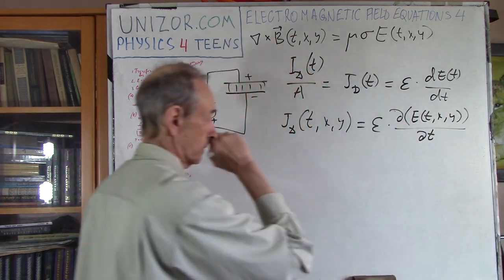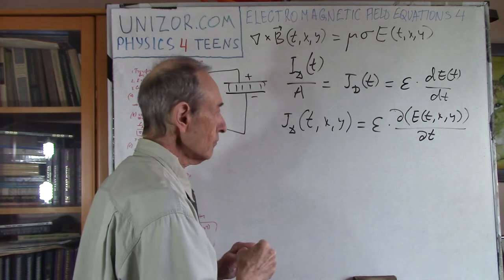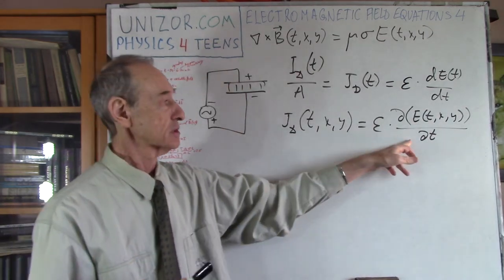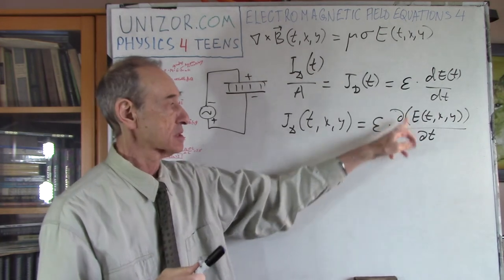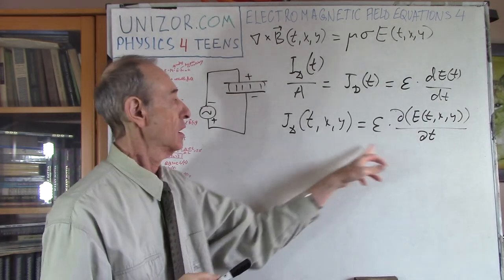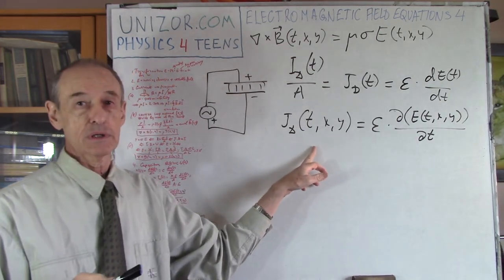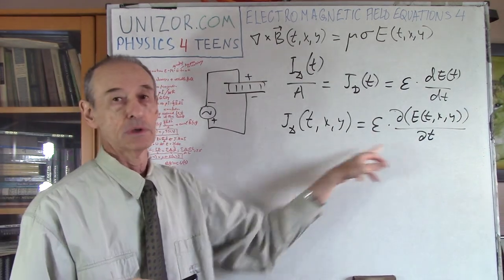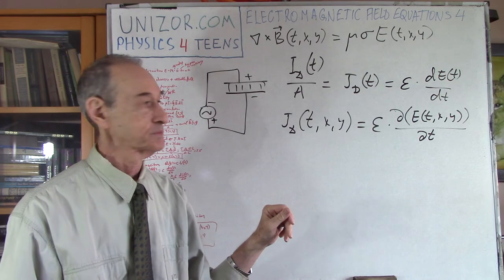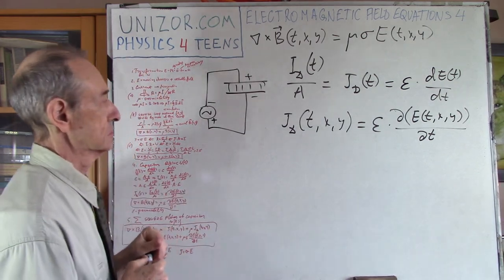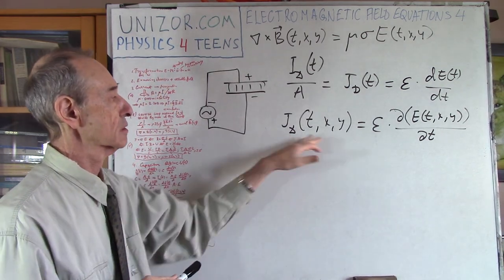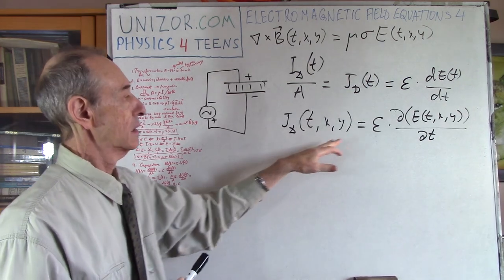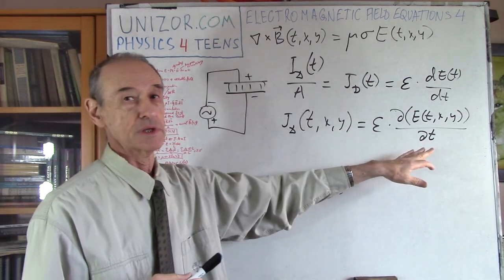Only by time. So for any changing electric field, and I need changing, right? Because this is the derivative by time, I will have this particular type of the law. Now, if I have this particular type of electric density at a point, which is equal to this.